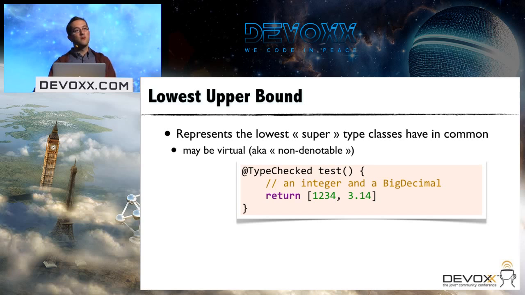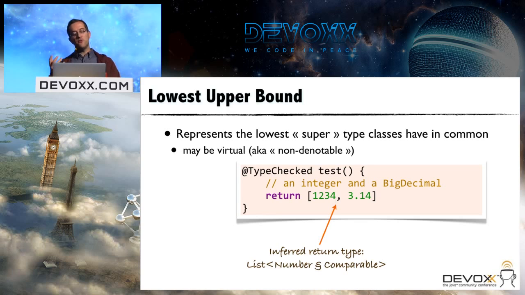What is it? A list of number, yeah. Actually, it's a bit more than a list of number, because integers and big decimals are also comparable, but number is not comparable. So the inferred type is a list of something which is a number and a comparable. It's not something that you can write in Java with the Java type system, but what I want to say here is that the inferred type is a bit more fine-grained than what Java allows us to write. So it's a list of number and comparable.